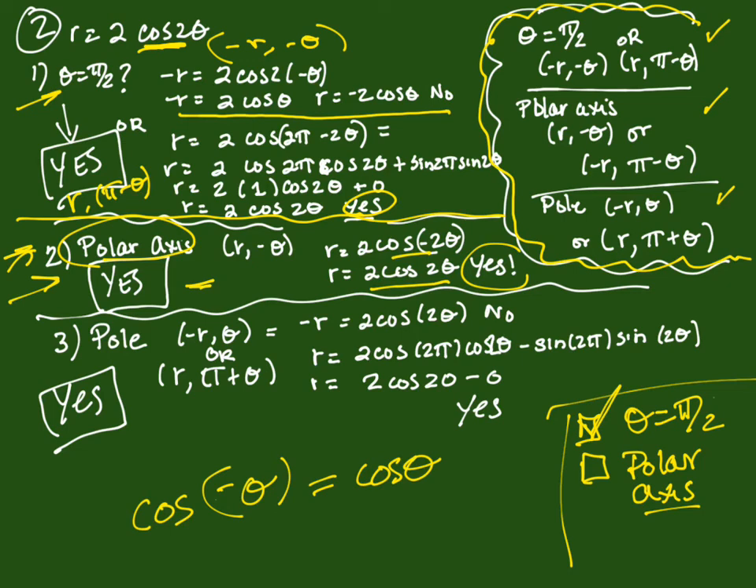So let's try the pole. Is it symmetric to the pole, or like the origin? If we try negative r, it doesn't work. But if we try r and pi plus theta, you end up with cosine cosine minus sine sine, and sure enough it comes out to be the same, 2 cosine 2 theta. So this was a no for the polar axis, but the pole was a yes. So it has two types of symmetry: symmetric to theta is pi over 2 and the pole. All right, I'll stop the video and move on to the other problems on the next ones.